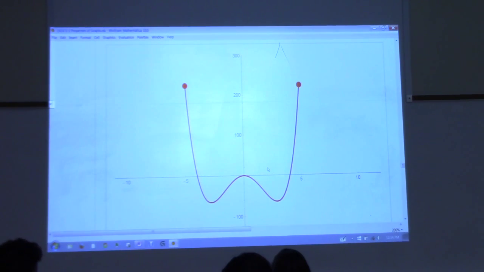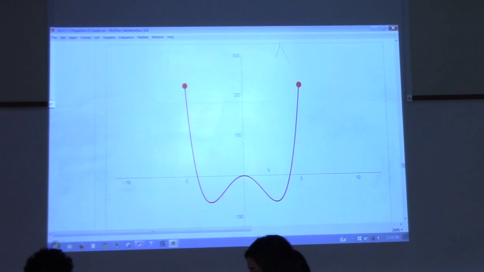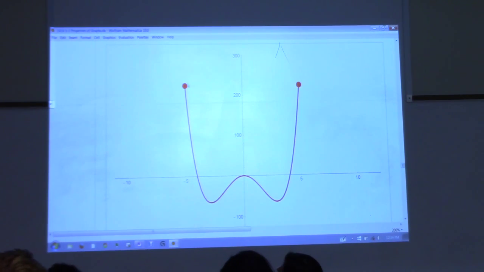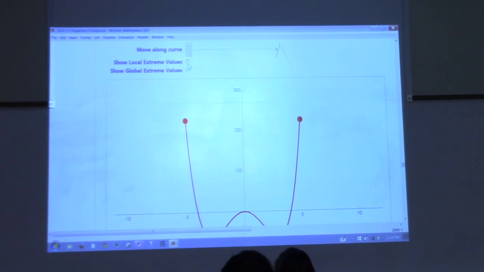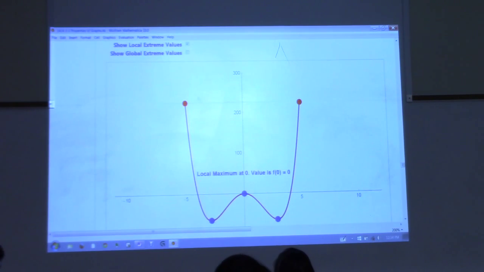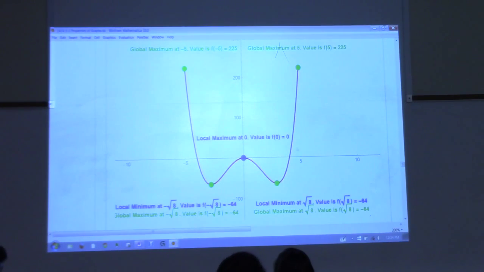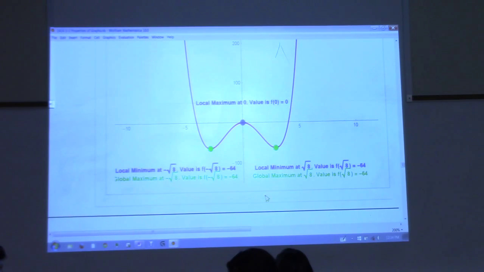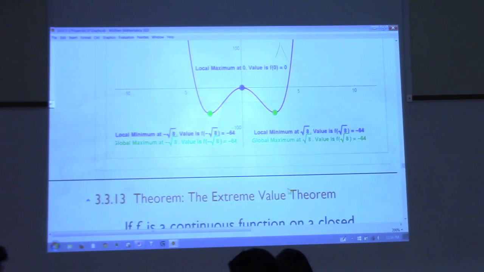Global. Do you have a global maximum? Yes. What's different about this global maximum? There are 2 of them. In other words, it happens at 2 different places. It's the same y value, but it happens at 2 different x values. How about global minimum? Same thing, 2. How about locals? 3. 1, 2, 3. And then your globals are those 4. Does this make sense? It's more of a visual thing right here.